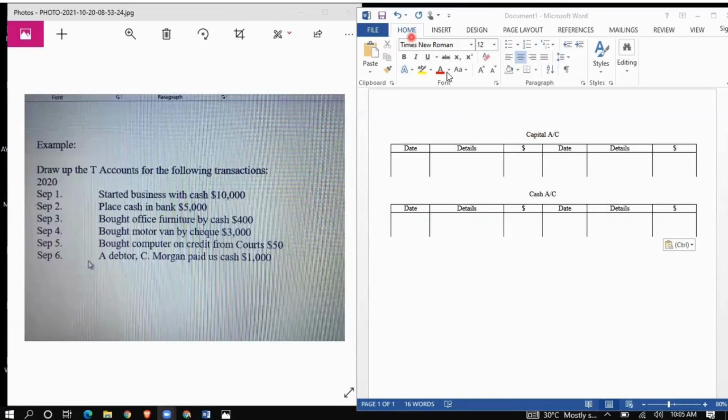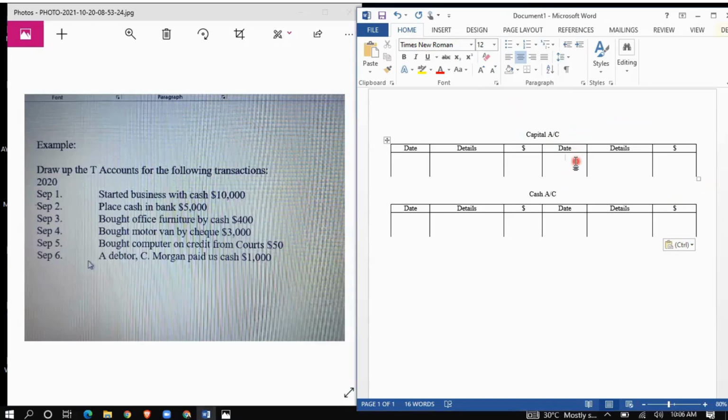Remember that this side right here is the debit side, and over here is the credit side. Remember that. Good? All right, so when capital increases, we do what? Credit. So I'm going to write on the credit side now in the account.